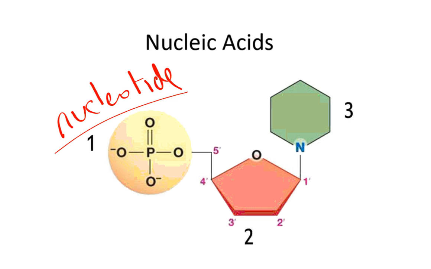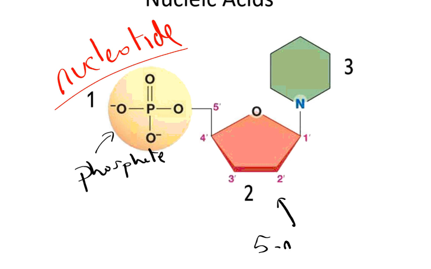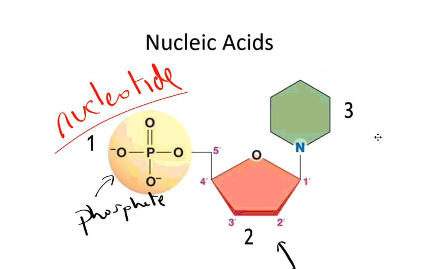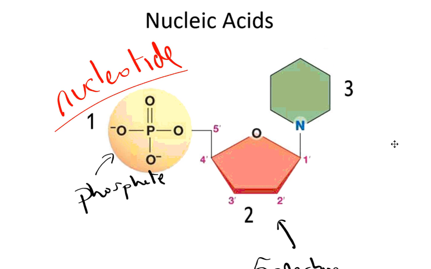And a nucleotide is made up of three components: the phosphate group here, a 5-carbon sugar, and this 5-carbon sugar is where the nucleic acid will get its name. It's either going to be deoxyribose or ribose for DNA and RNA respectively. And then lastly is the nitrogenous base. And this is where the nucleotide gets its name, like adenine, guanine, thymine.